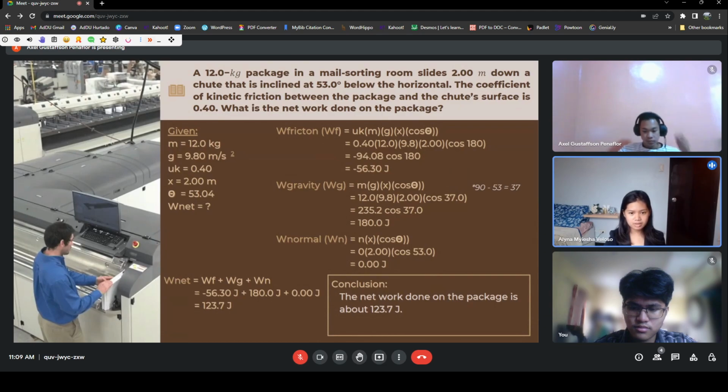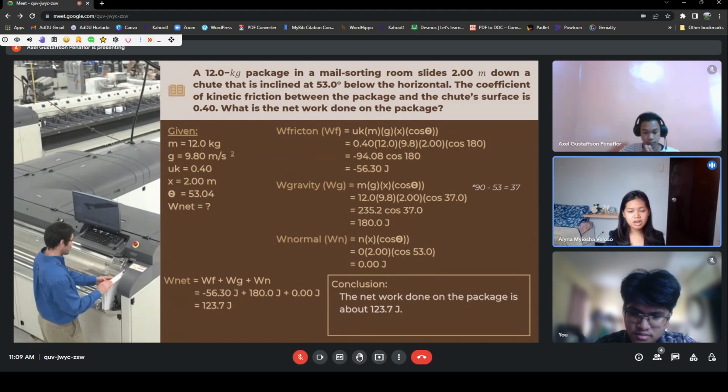Here are the given values based on problem 1. Mu sub k, or the coefficient of kinetic friction between the package and the chute surface, is equal to 0.4. M, for the mass of the package, is equal to 12 kilograms. The angle, or theta, is 53 degrees. X, or the distance, is equal to 2 meters. And the gravity present is equal to 9.8 meters per second squared.